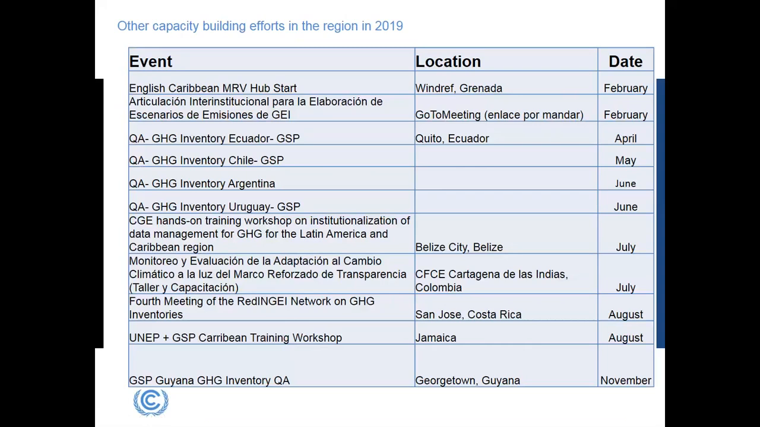Next, please. This table gives a quick overview of the capacity building efforts that have been undertaken in the region in 2019. We have a list of activities that have already been realized in different parts of the region. We have a list of the different events here in the table, and also the month of the realization of those events.